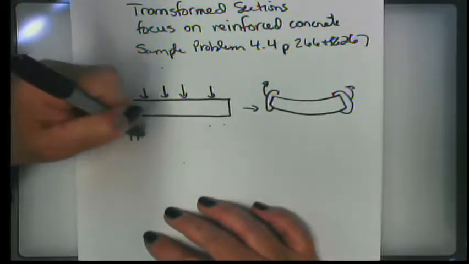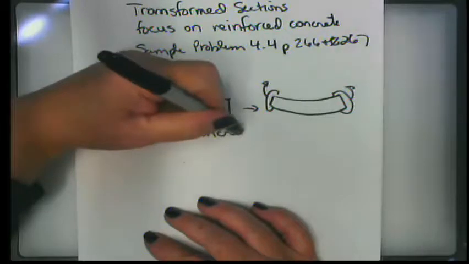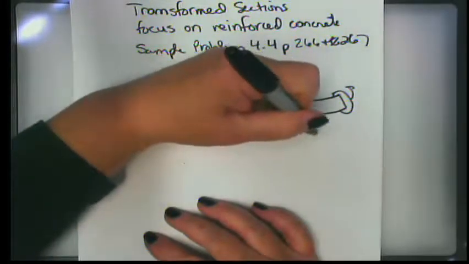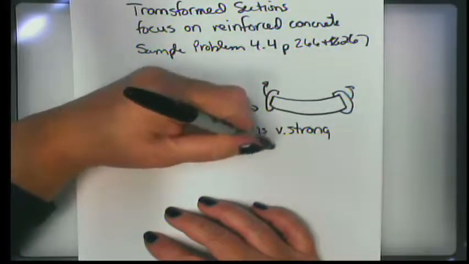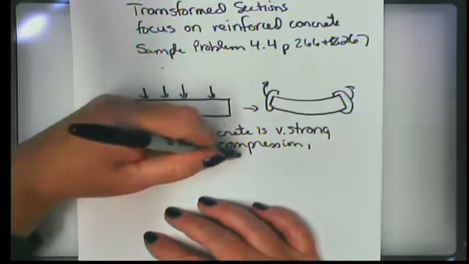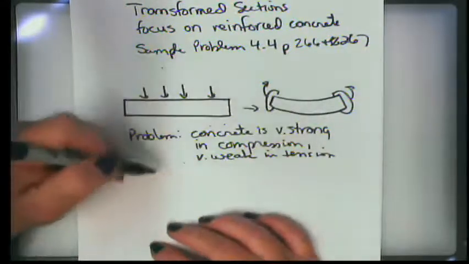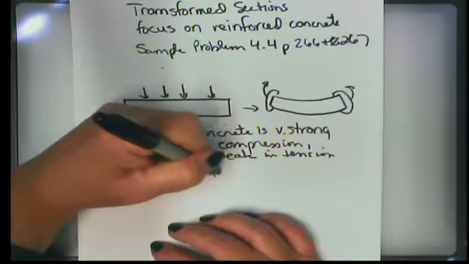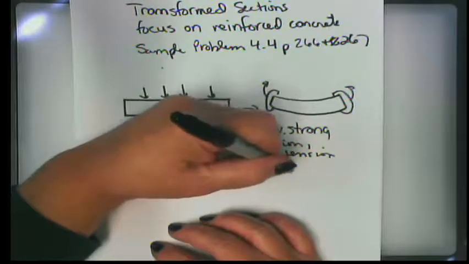Well, the problem with concrete is concrete is very strong in compression and very weak in tension. So for this reason, it is not a homogeneous, but it is rather a heterogeneous material.